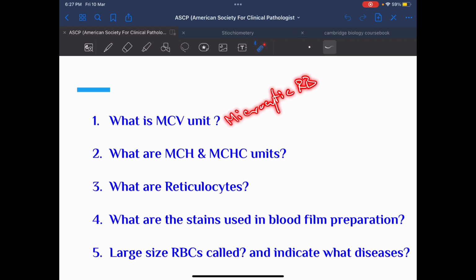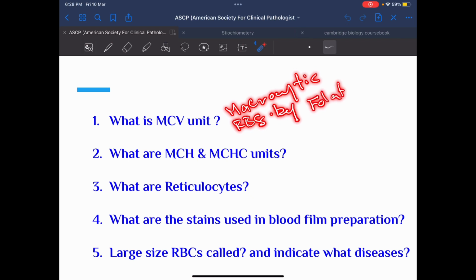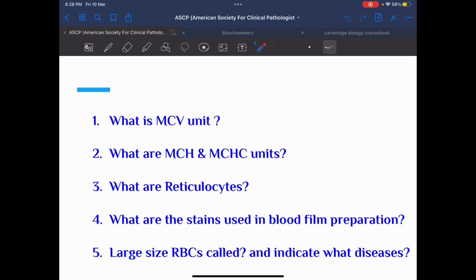Microcytic RBCs are caused by iron deficiency, while macrocytic RBCs are caused by folate or B12 deficiency or chemotherapy.